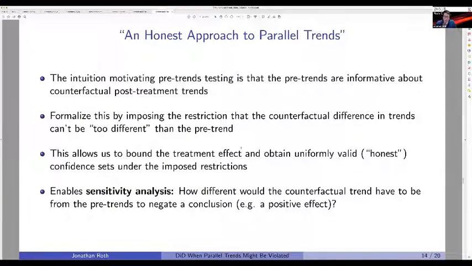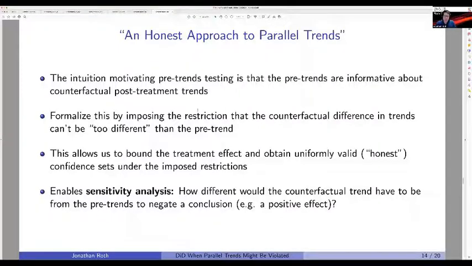So in our paper, An Honest Approach to Parallel Trends, we tried to formalize an alternative approach that captures the motivation of pre-trends testing, but doesn't formally require you to test whether pre-trends are exactly zero, and in fact can be valid even if the pre-trends aren't exactly zero. What we tried to capture in this paper is that the intuition motivating pre-trends testing is that the true pre-trends are informative about the counterfactual post-treatment differences in trends. So if I told you what the true pre-treatment differences in trends is, you would think that would tell you something about how big the violation in parallel trends could be.